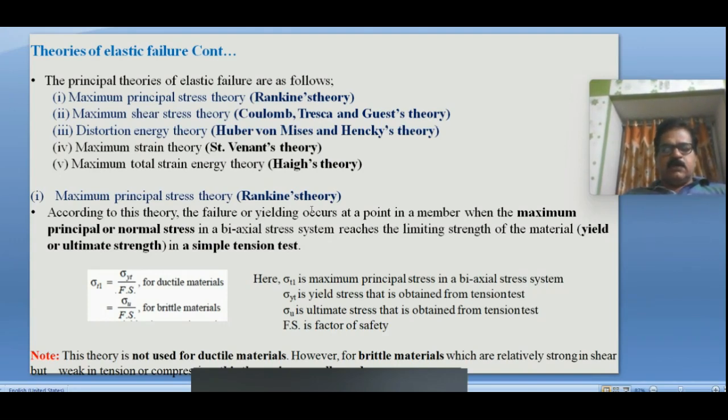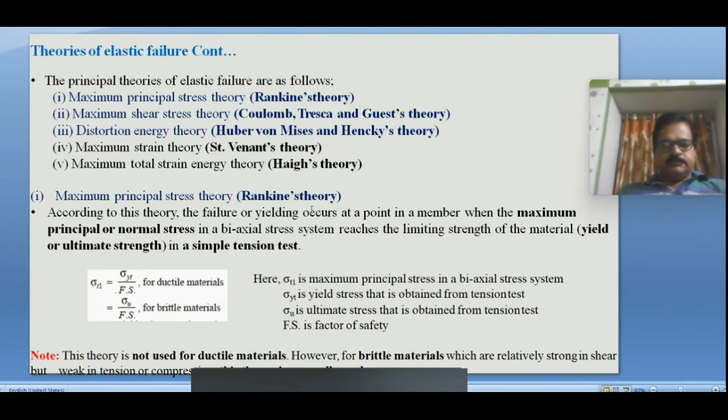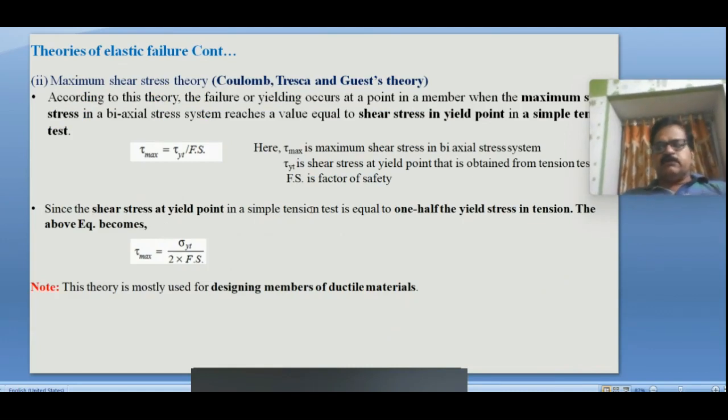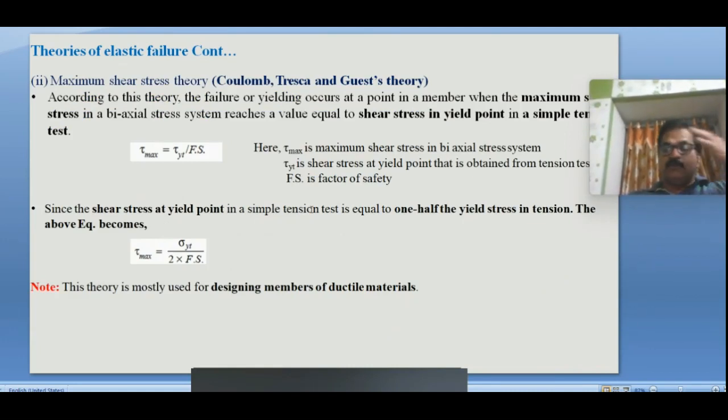So the maximum principal stress is obtained by dividing the yield point stress by the factor of safety for the ductile material, whereas by dividing the ultimate stress by the factor of safety for the brittle material. Next, the maximum shear stress theory.